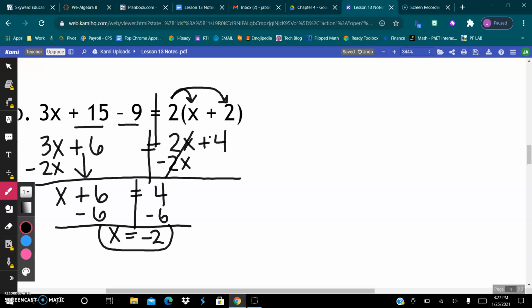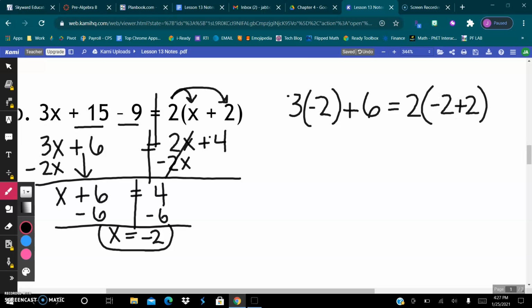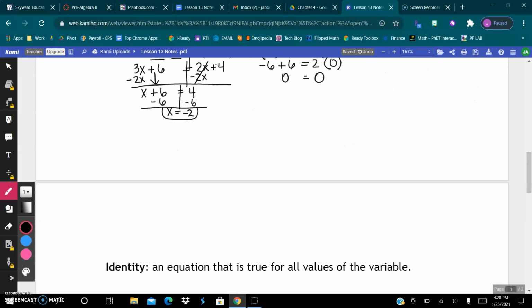And again, we can check our work. We're going to have to do 3 times negative 2. And 15 minus 9 is 6, so we can simplify that part. So 3 times negative 2 would be negative 6, and then we have that plus 6, so that would give us 0 on that side. And then over here, negative 2 plus 2 in the middle would be 0, and 2 times 0 is 0, so that is equal, so we know that is correct.